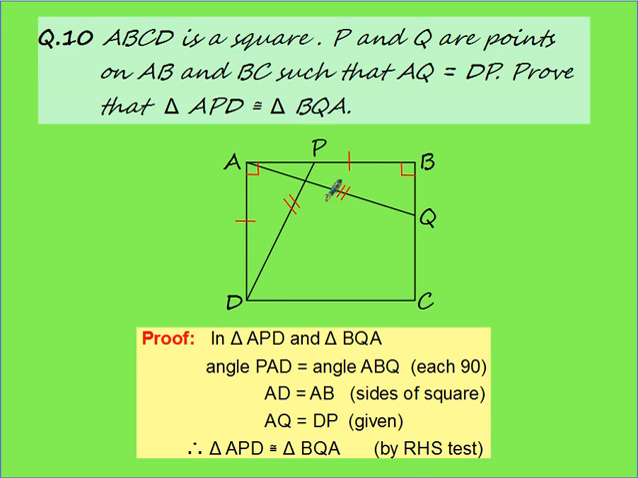If a square ABCD is given, and they say P and Q are the points on AB and BC respectively, so P is here, Q is here, in such a way that AQ and DP are equal. Prove that triangle APD, this full triangle, and triangle BQ, this other triangle, are congruent.